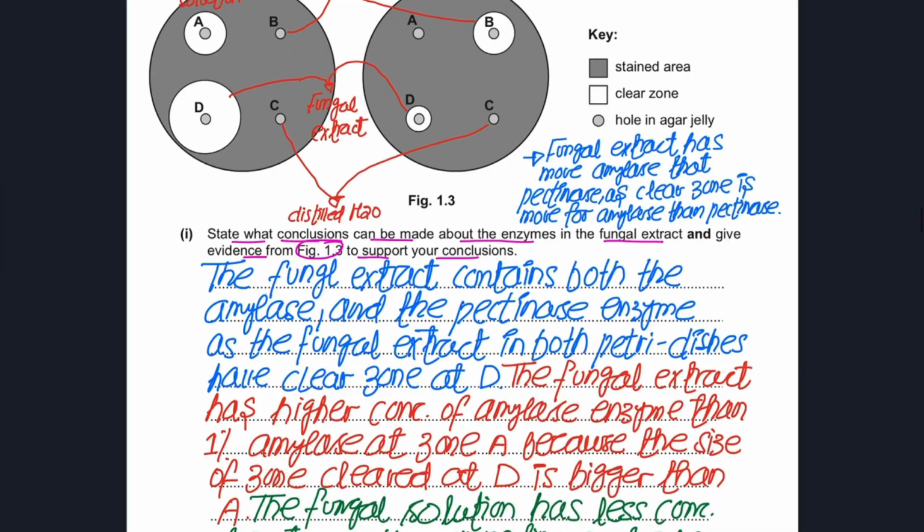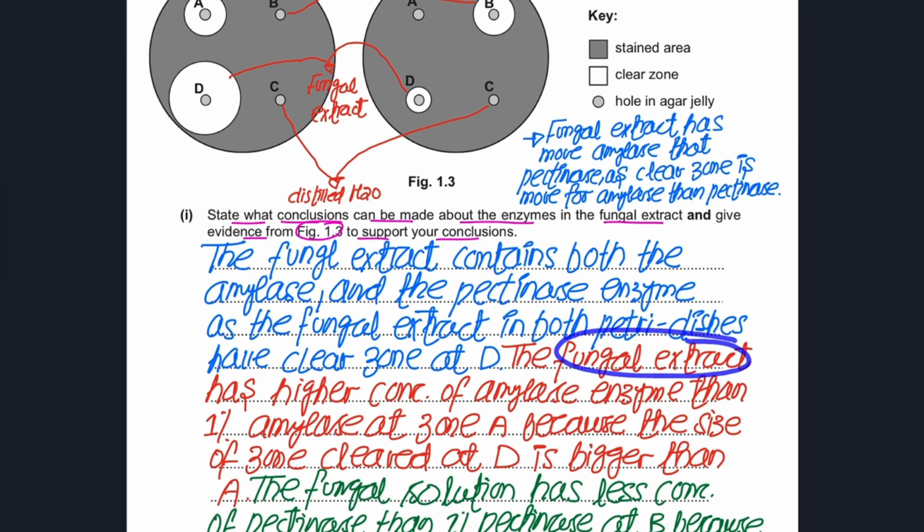Now, the general idea is that the fungal extract has both the amylase and the pectinase, because in both of the agar jelly plates that we have with us, the starch is getting digested and the pectin is getting digested. So this is the first point: the fungal extract contains both the amylase and the pectinase enzyme, because the fungal extract is able to clear the zone of starch and the zone of pectin in both of the petri dishes. Then I would say that the fungal extract has higher concentration of amylase enzyme than 1% amylase. Here the zone cleared is more comparative to this. So the fungal extract has more than 1% amylase concentration in it.